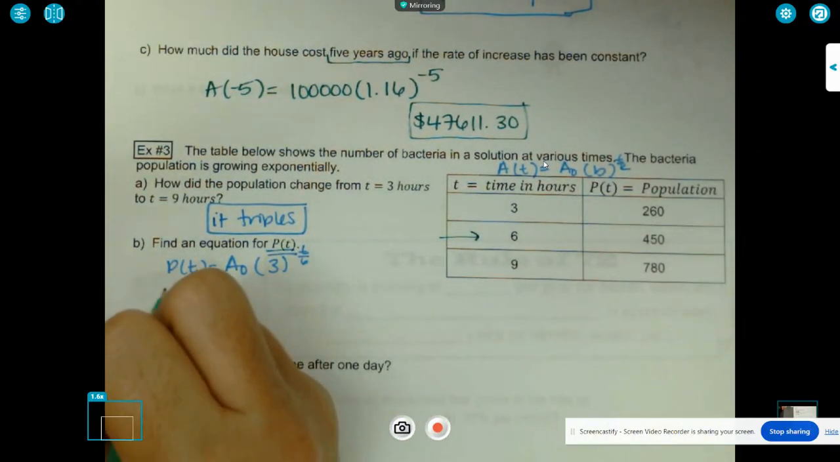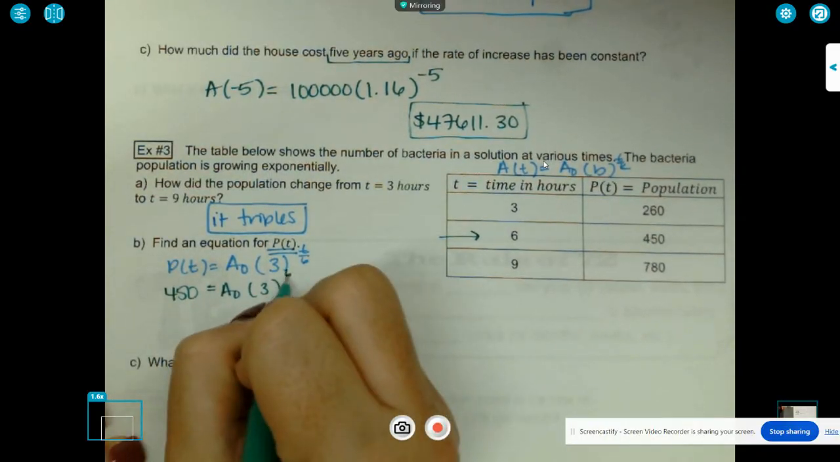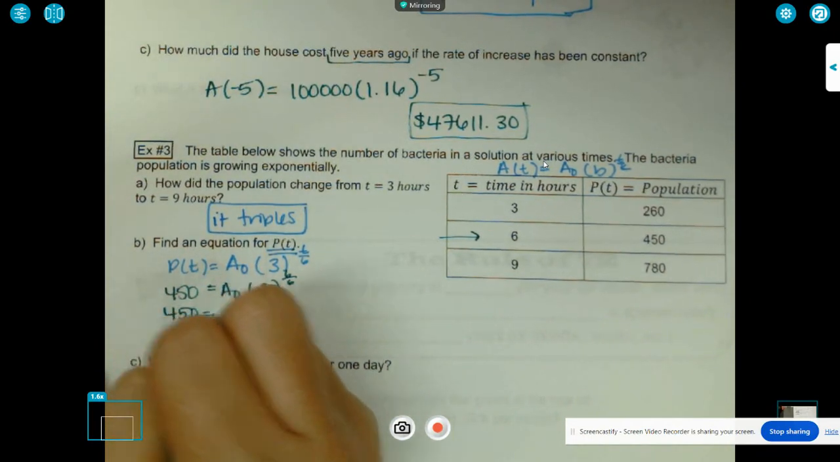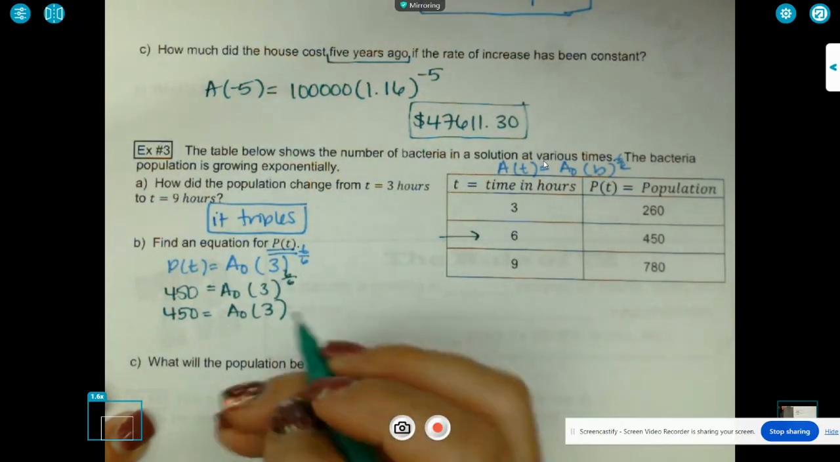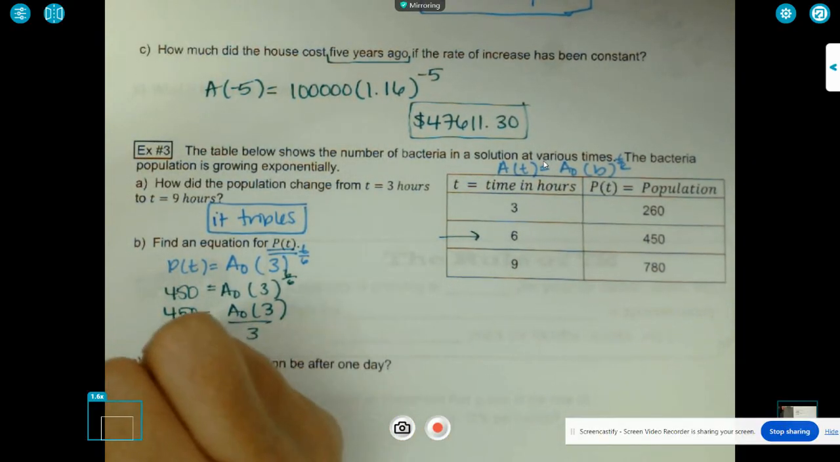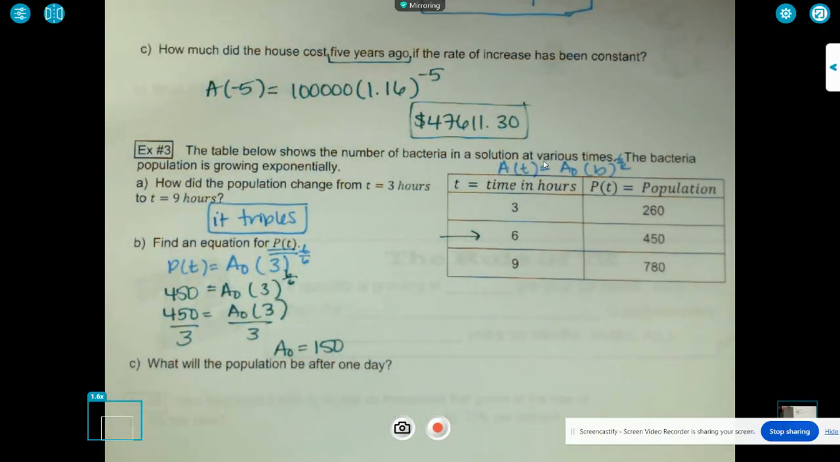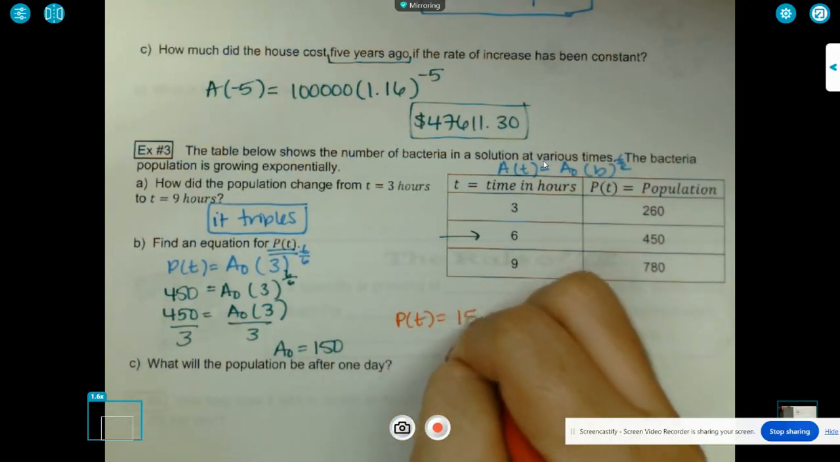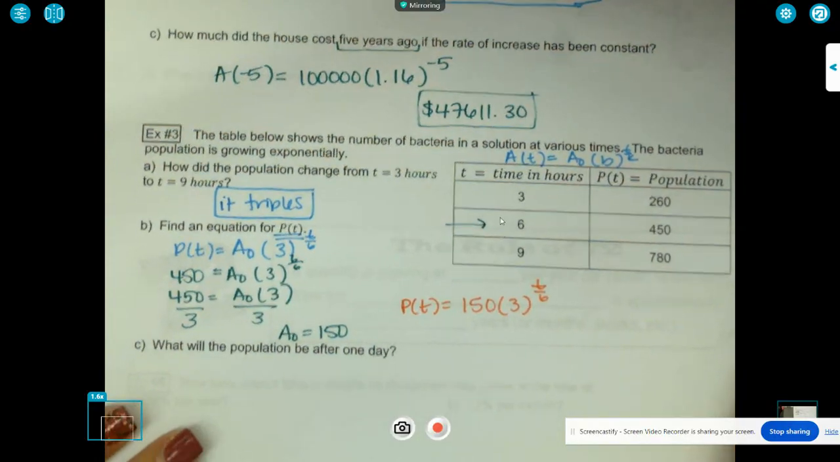So my P of t is 450. We don't know our A0, but we know 3 to the 6 over 6. 6 over 6 is 1. So 450 equals A0 times 3. So now all I have to do is divide by 3, and what is my A0? 150. So our initial amount here is 150. Is everybody good? So now we can write an equation, right? P of t equals 150 times 3 to the t over 6, since it triples every 6 hours. Correct?